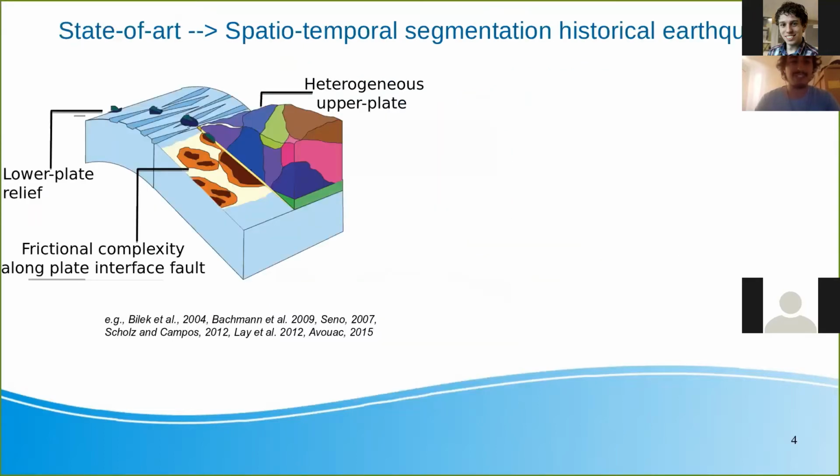The basic idea here is that we have 2 plates, and both plates are characterized by really complex structure. For example, here the subducting plate has seamounts and fracture zones, while the upper plate can have a lot of geological bodies, usually with differences in density. And the literature shows that both plates can exert some control on the frictional complexity along the plate interface faults. Here in the red areas, we usually have the asperities, seismic asperities, which are zones in the interface fault that get stuck in the interseismic period and can release the energy in earthquakes.